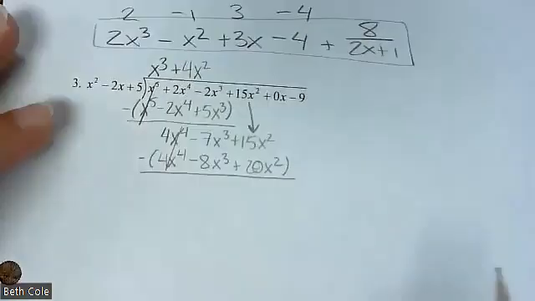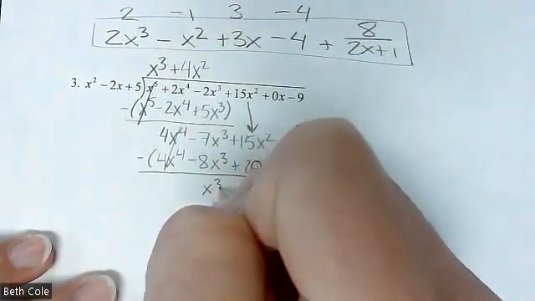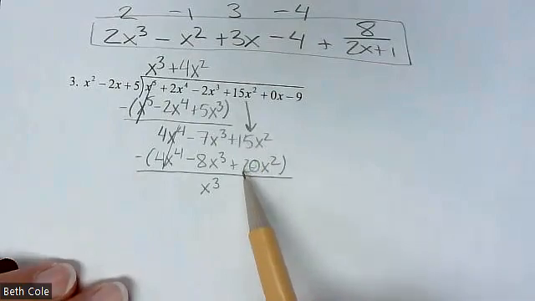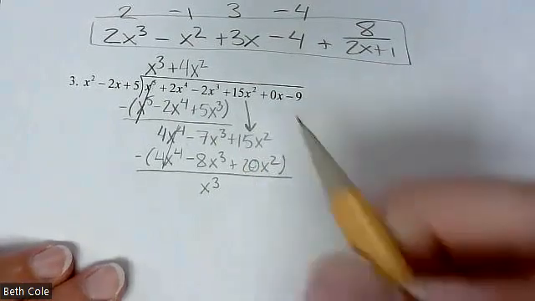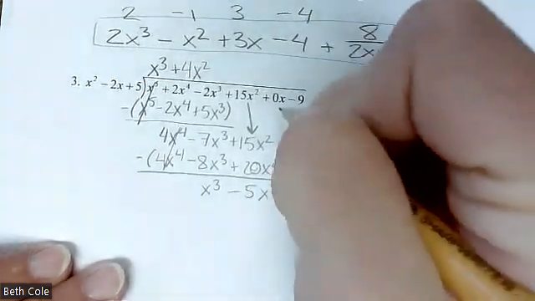So the first column cancels. And remember, it's opposite. This is negative 7 plus 8. So what do you get? Just 1x cubed. And this is 15 minus 20. So minus 5x squared. Bring down the 0x.